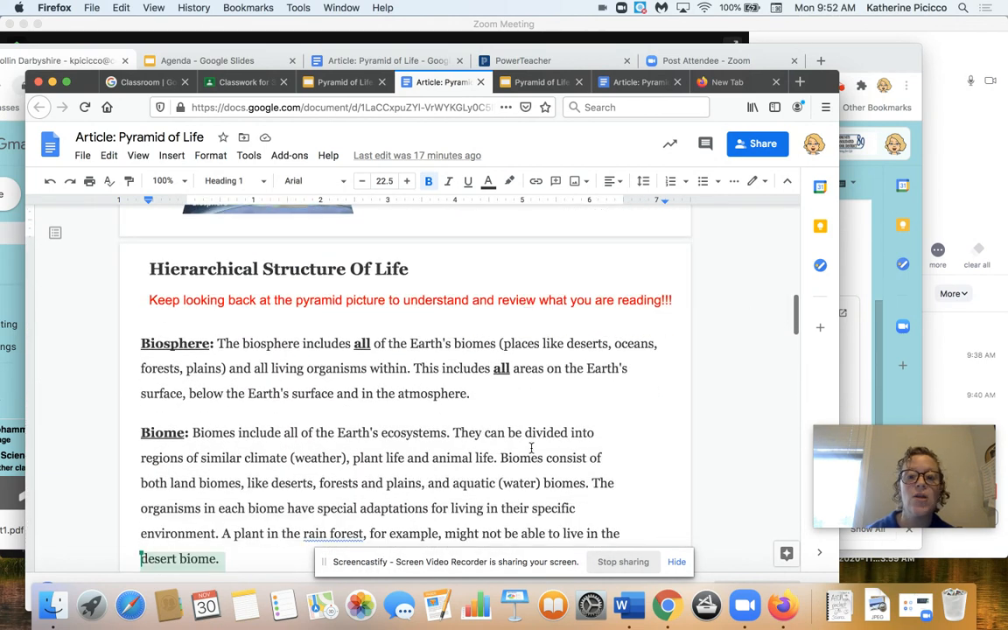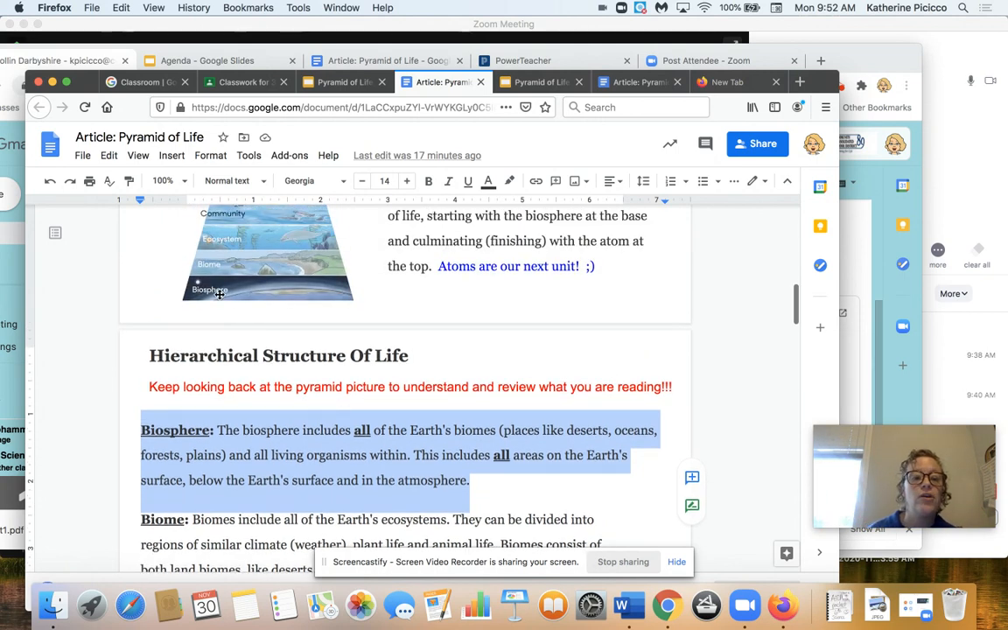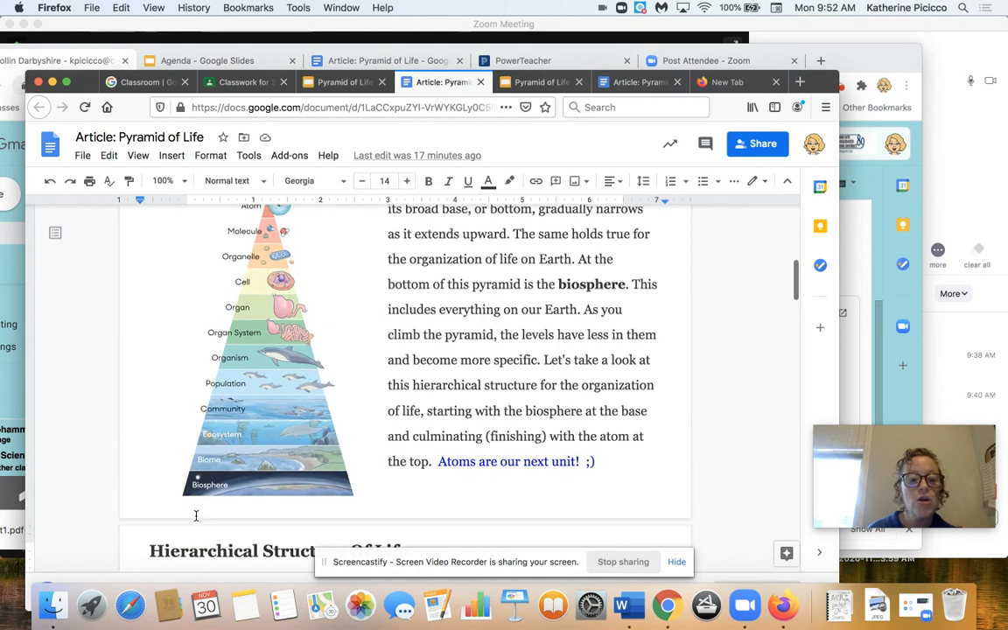So all you're going to do today is read each section. As I scroll down, what I would encourage you to do is just read the section. So I'm going to read it. It says biosphere. The biosphere includes all of the Earth's biomes, places like deserts, oceans, forests, and plains, and all living organisms within. This includes all areas of the Earth's surface, below the Earth's surface, and in the atmosphere. So biosphere is really our largest living giant structure on Earth, right? If we look at the chart, we notice biosphere includes pretty much everything on Earth, okay? And we're going to work our way up the chart.